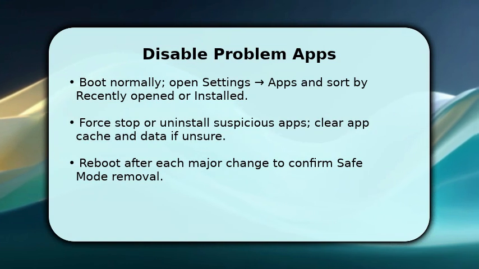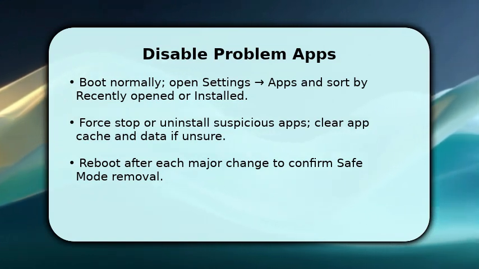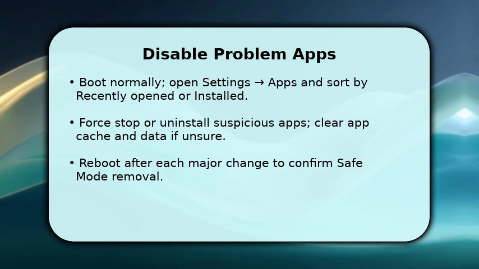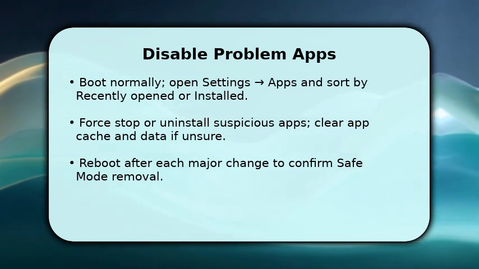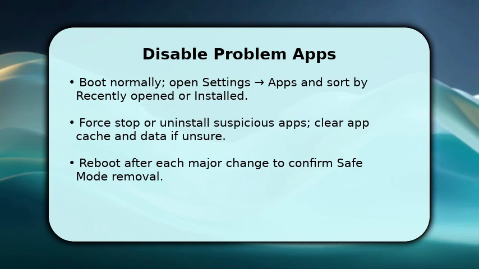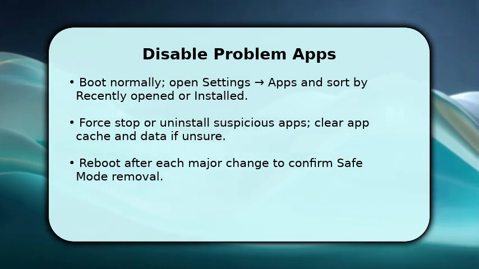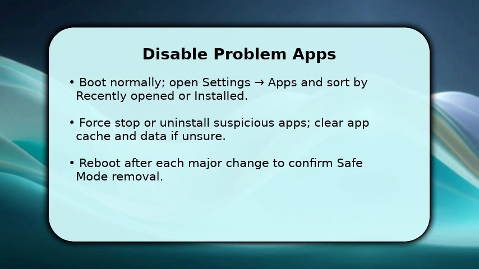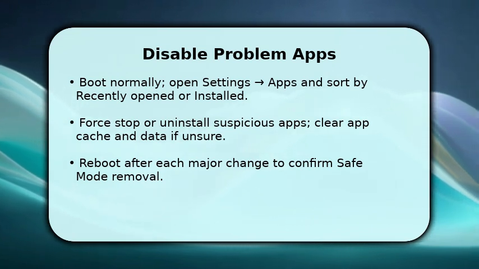For each suspect, force stop first to see if safe mode clears. If that helps, uninstall it to prevent recurrence. When an app is borderline, clear its cache and data before removing it completely. Make sure to reboot after each significant change to confirm whether safe mode is still active.